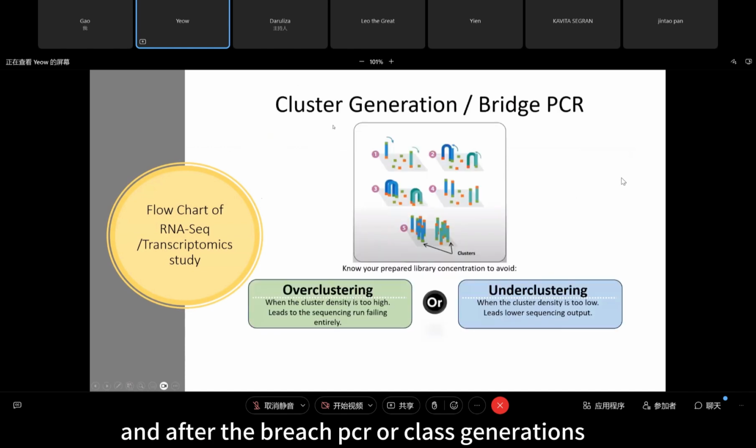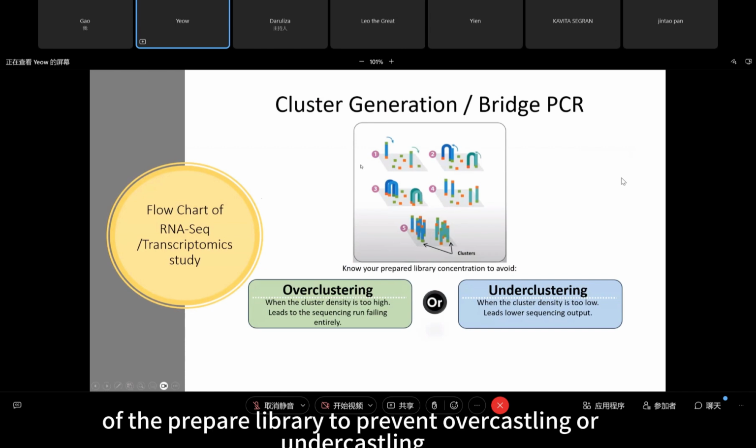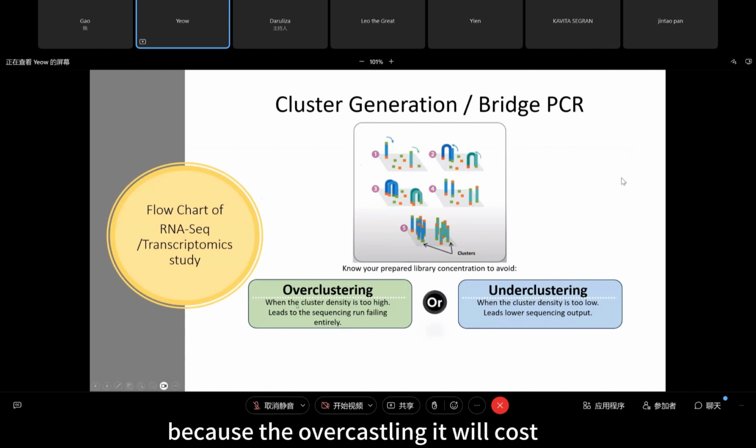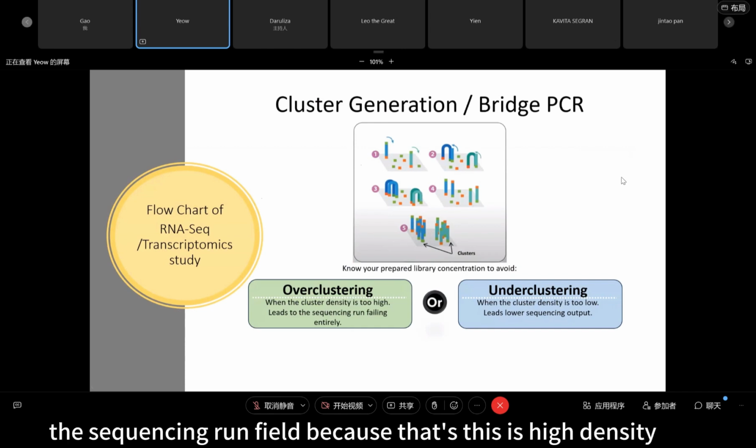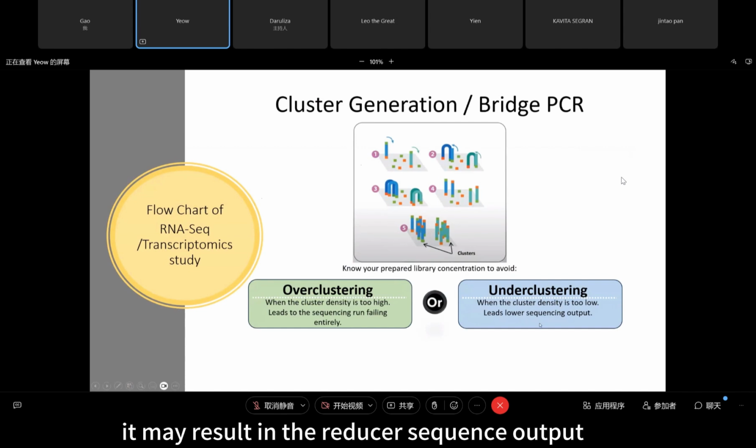After the bridge PCR or cluster generation, it's important to assess the concentration of the prepared library to prevent over clustering or under clustering. Over clustering will cause the sequencing run to fail because of the high density. Under clustering may result in reduced sequence output.